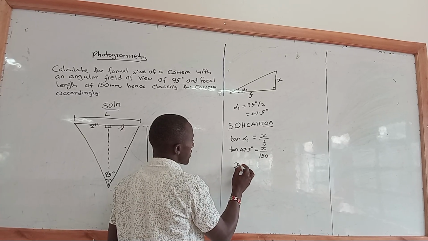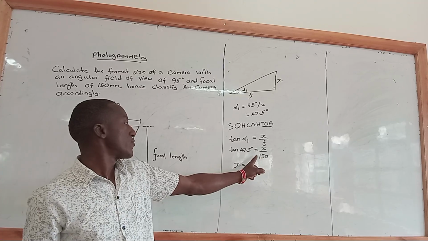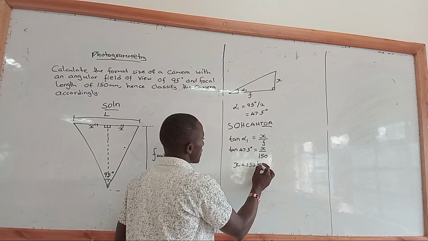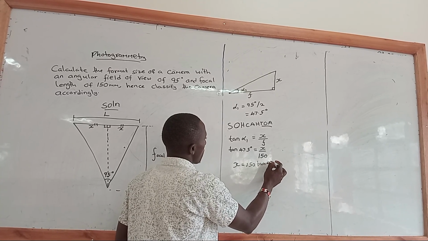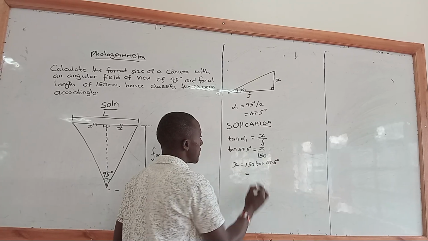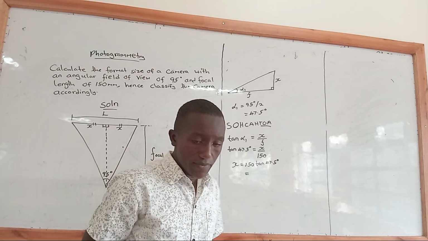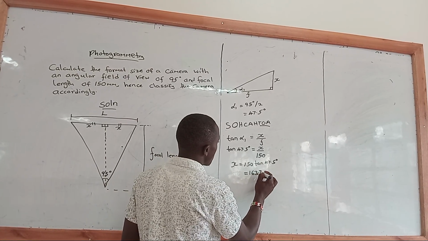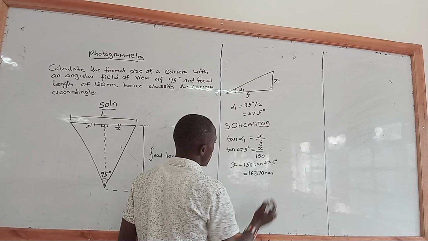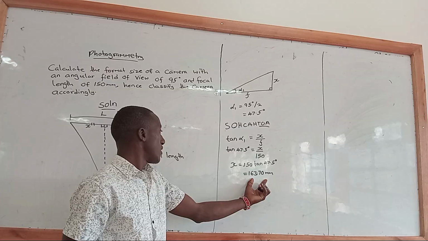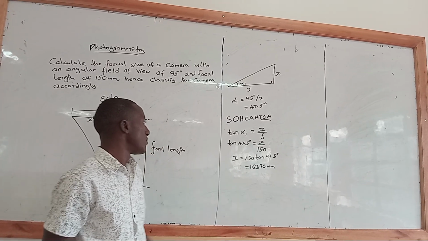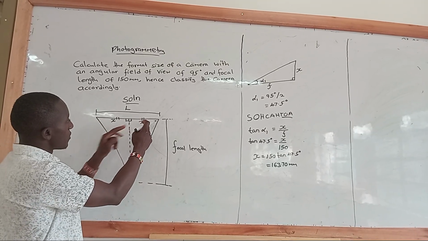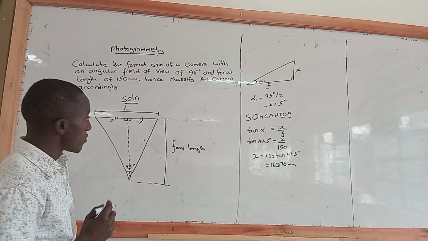So for you to get x, you have to cross multiply. So it will be 150 tan 47.5. This will give you 163.70 millimeters. So this 163.70 millimeters is the distance of the first x, which is also equal to the second x.